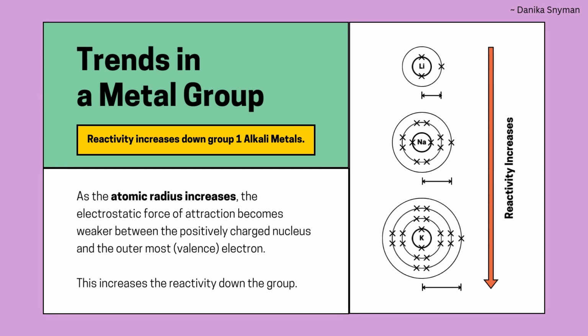Let's look at the metal reactivity trend. So as we go down group 1, metals become more reactive. Why? The outer electron gets farther from the nucleus and it is easier to lose. On the right, you can see the examples of lithium, sodium, and potassium again, as we use them as examples of metals.